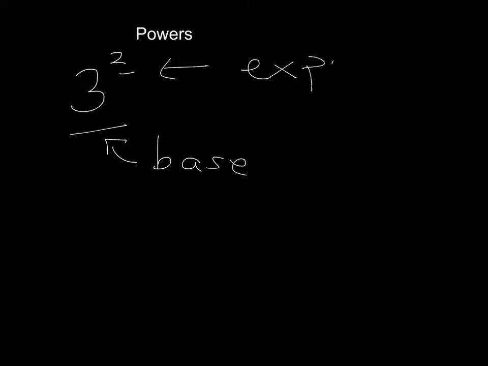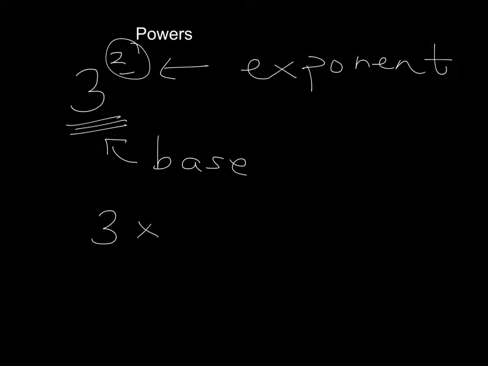So for example, this is read 3 to the power of 2. The bottom number is called the base, that's the big number, and the small number to the right of it is called the exponent. It's basically just like a short form of writing out repeated multiplication. It tells us how many times 3 is going to get multiplied. So 3 to the power of 2 means 3 times 3.